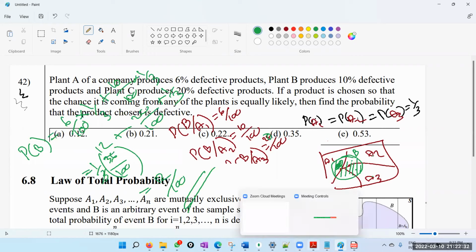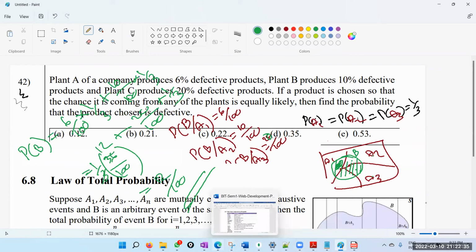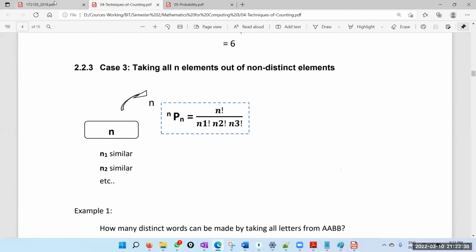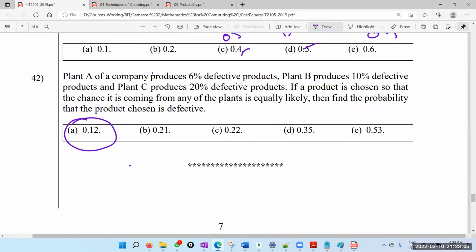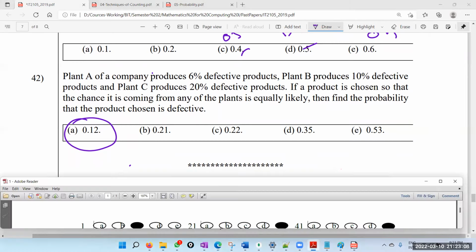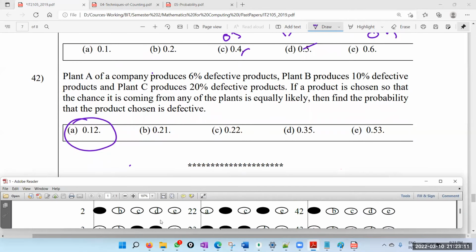Let's see whether the answer is there. Yes, 0.12 is there, right? 0.12. So that is how the total probability law is applied. It is not Bayes theorem. There's a slight difference between pretty much the same scenario, but we are looking at two different things. So this is a total probability law question. Let's double check whether the answer is A. That is what we got. Yes, answer is A.